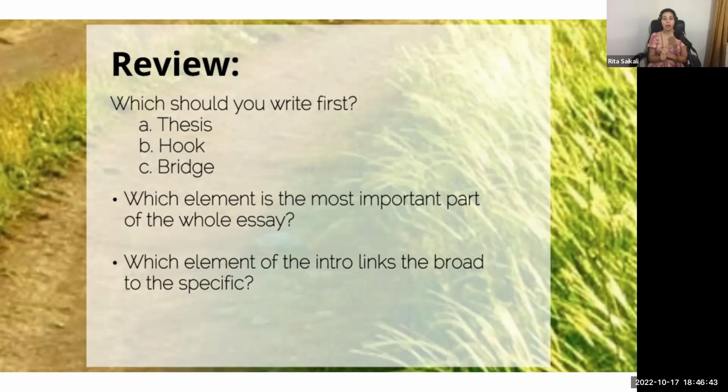Okay. So which element is the most important part of the whole essay? What do you guys think? The hook. Not the hook, the thesis. The thesis is the most important part. The hook gets us interested, but the bulk of the essay revolves around the thesis. So the entire essay is about the thesis. The thesis is the topic. Cool?